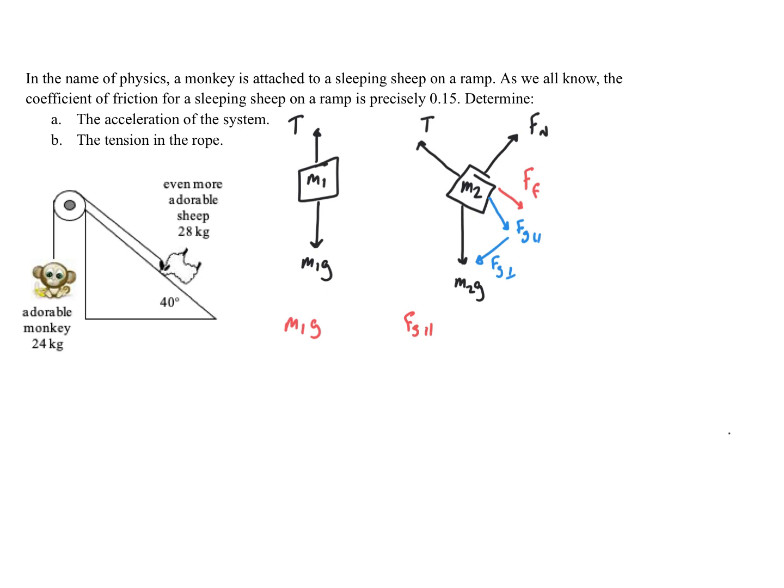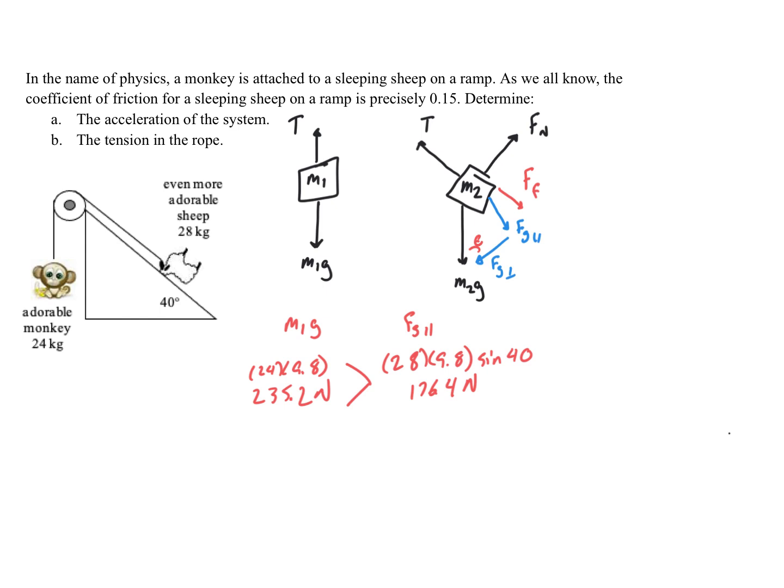So plugging in some numbers, the monkey is 24 kilograms times 9.8. And the sheep is a 28 kilogram sheep times 9.8 times the opposite value here, so sine of 40, and we get 235.2 newtons versus 176.4. So it looks like the adorable monkey wins, so the monkey will accelerate down and the adorable sheep will accelerate up the ramp.